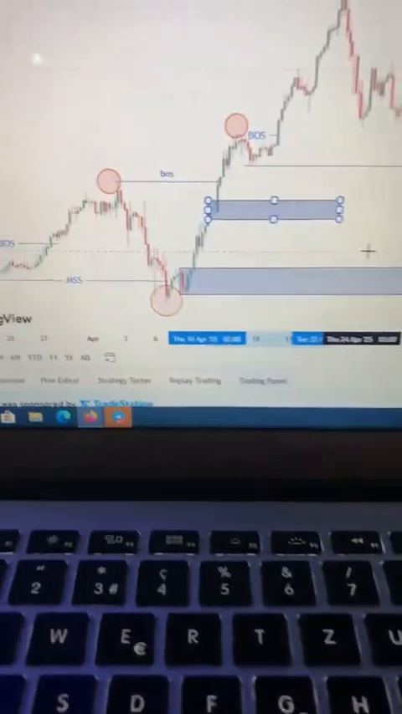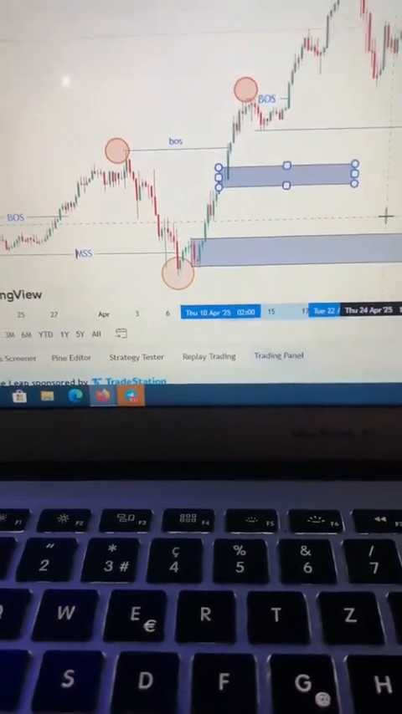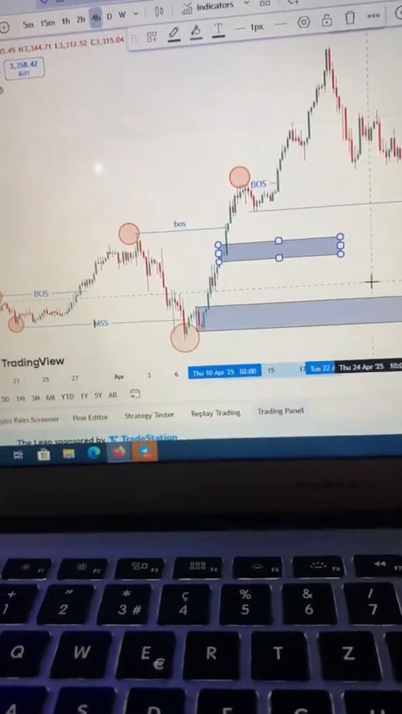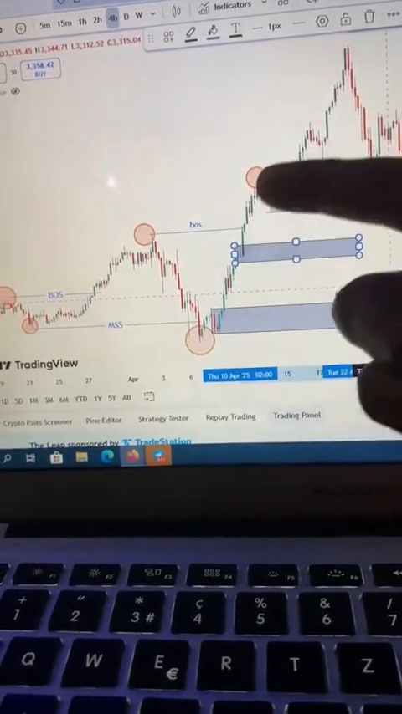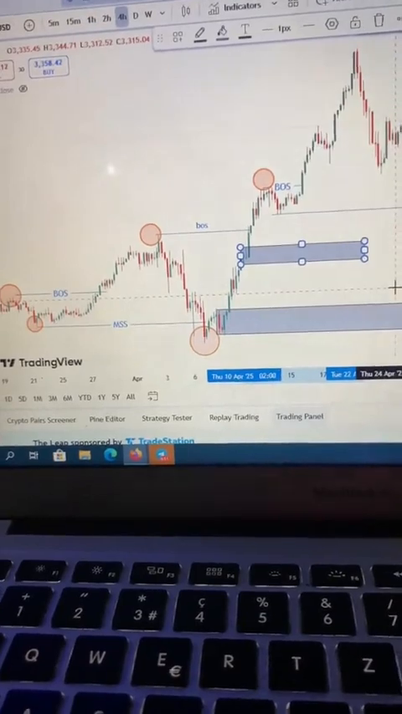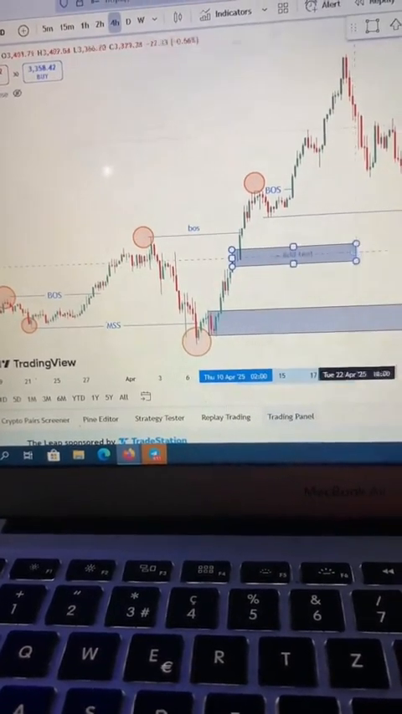These are the things to consider for you to know a protected low. Now drag it to the future, because this is the low that caused this break of structure to the upside. Drag it to the future, and what do you see?